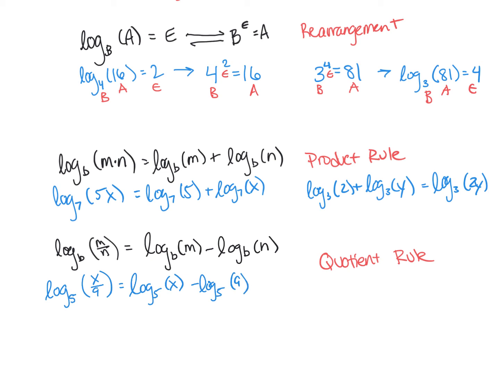Or if we wanted to condense and simplify, if we were to start with something like log base 2 of 10 minus log base 2 of 12, again, those bases have to be the same, 2 and 2, then we could have log base 2 of 10 divided by 12 and bring them together. So with any of these rules, properties, rearrangements, whatever you want to call them, they can go in both directions.